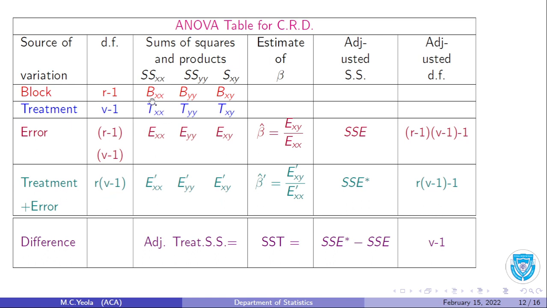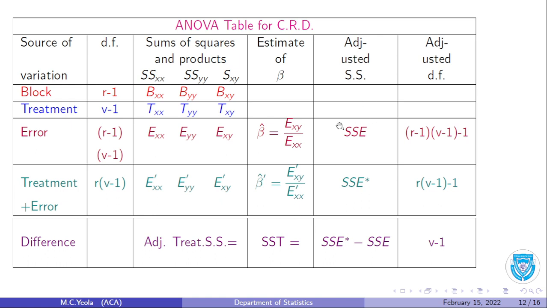Then next we have the sum of squares and sum of products, SSXX, SSYY, SSXY here. Block: BXX, BYY, BXY; treatment: TXX, TYY, TXY; error: EXX, EYY, EXY. And treatment plus error, which we have just obtained, we call E dash XX, E dash YY, E dash XY. The estimate of beta, beta hat, is EXY upon EXX, and beta dash hat is equal to E dash XY upon E dash XX here.